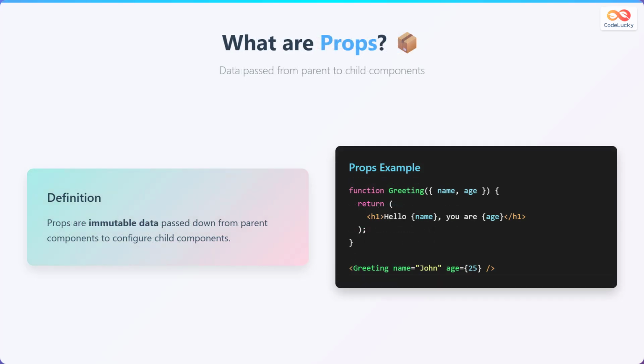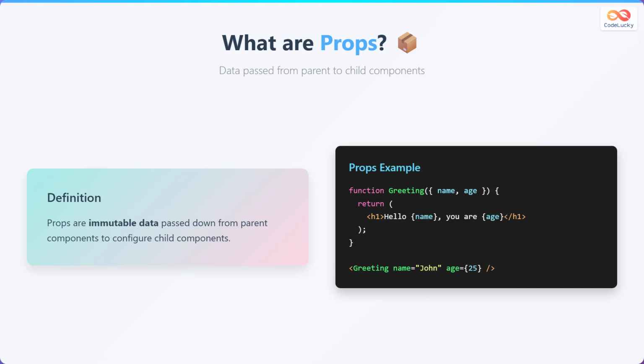Props, short for properties, are data passed from parent to child components. Let's define what props are in React. Props are immutable data passed down from parent components to configure child components. Think of them as arguments you pass to a function.